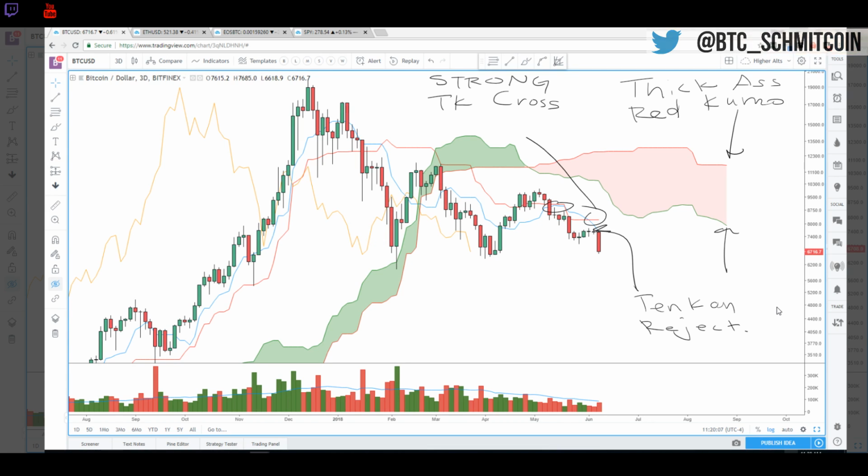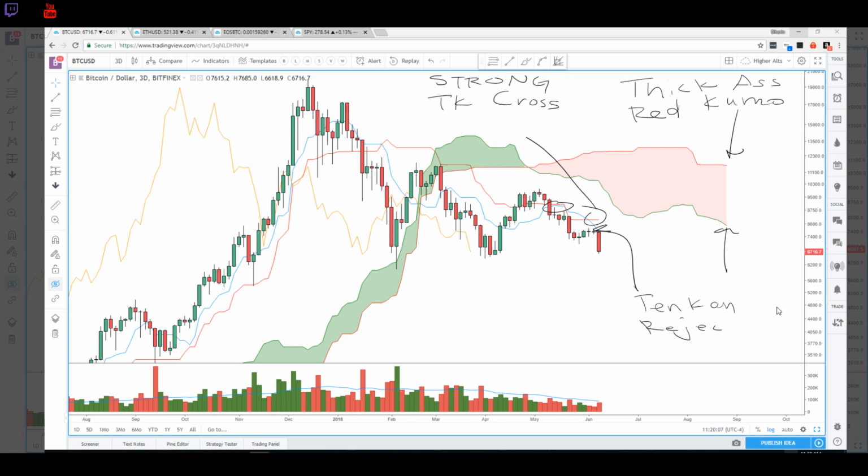And we see the Chiku span, the lagging span. It's through the cloud, fully through the cloud, and it's trending beneath the price. So if you could have a checklist of everything that's really bad for a bearish setup, this is it. This has everything you're looking for. Okay, so on the 3-day perspective, it is extremely bearish.